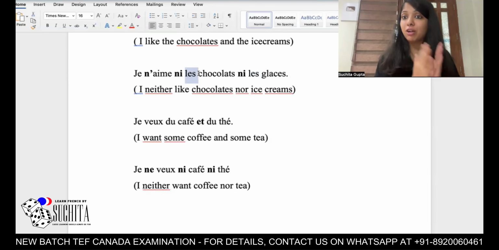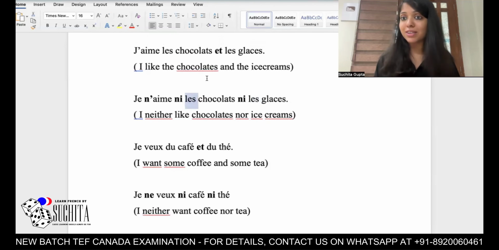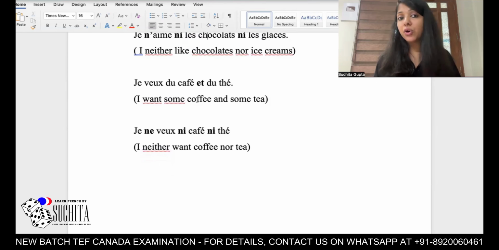There is no problem with writing the definite articles and the contracted articles in the negative sentence also. So if you see, j'aime les chocolats et les glaces. In the negative, I wrote, je n'aime ni les chocolats ni les glaces. There was no problem in writing les and les. Whereas here, je veux du café et du thé. When I negated this, I did not write my partitive article at all.